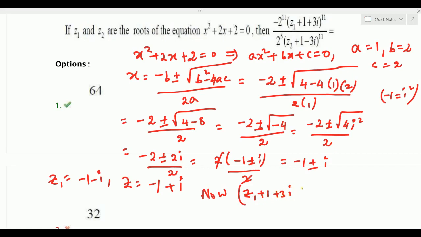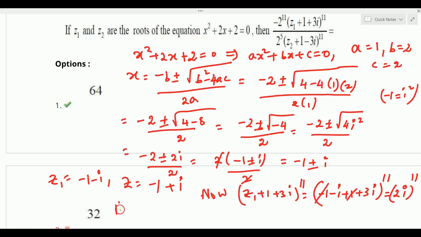Okay? What is z1? It is minus 1 minus i, with plus 1 plus 3i whole power 11. Plus 1 minus 1 gets cancelled. 3i minus i is 2i. So 2i whole power 11. This is one part of the numerator.